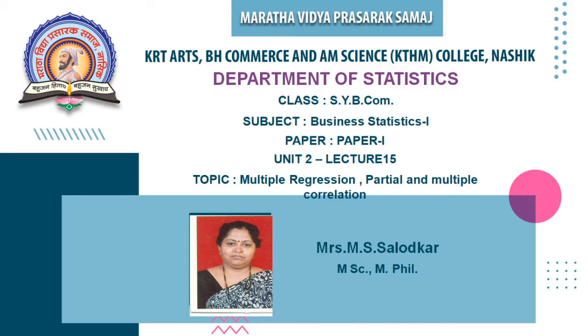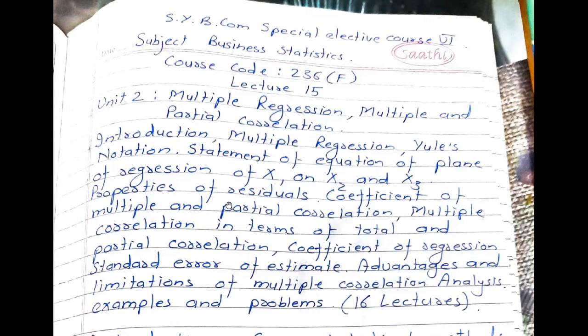The name of the topic is Multiple Regression, Partial and Multiple Correlation. This is the second unit for Business Statistics Special Elective Course 6: Multiple Regression, Multiple and Partial Correlation.